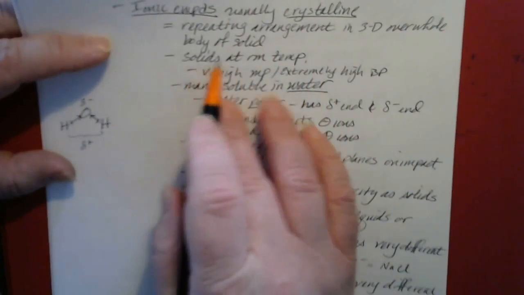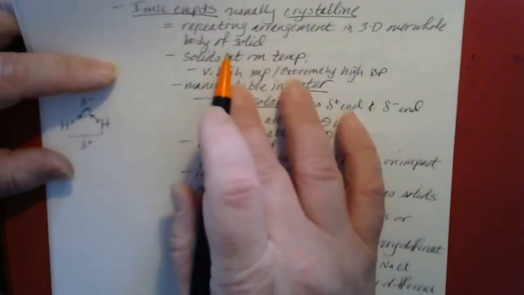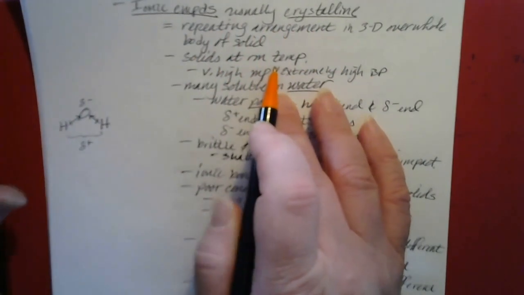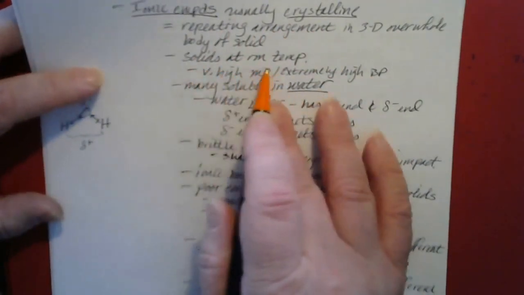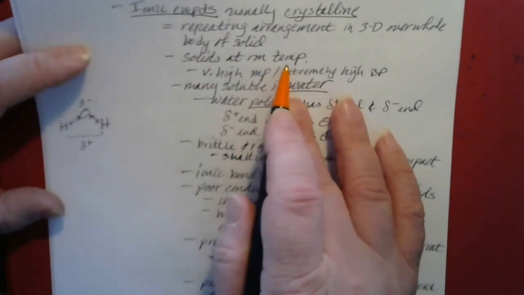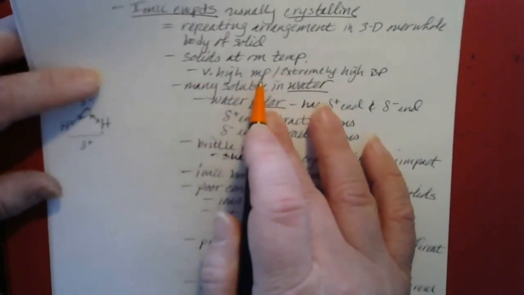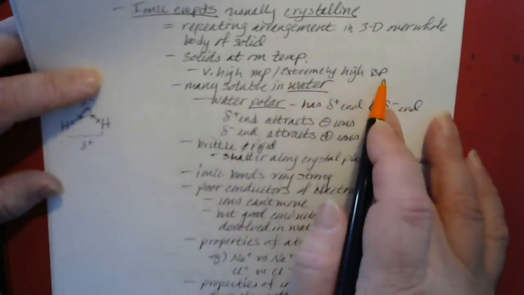And also because the crystalline structures are very rigid, the ions are fixed in place. And that means that ionic compounds are solids at room temperature. They have very high melting points and extremely high boiling points.